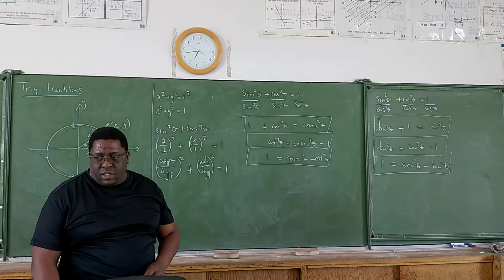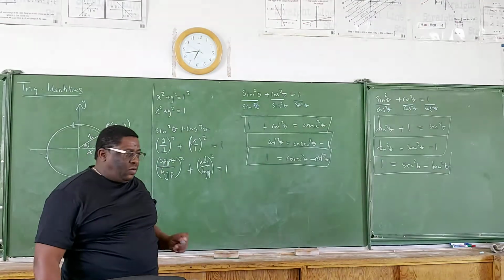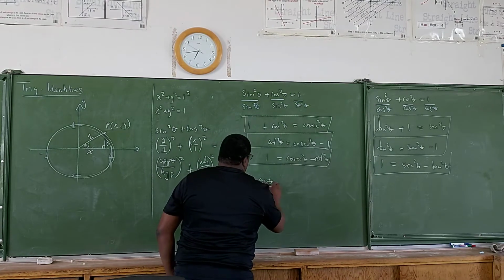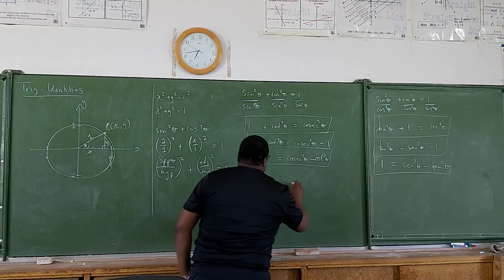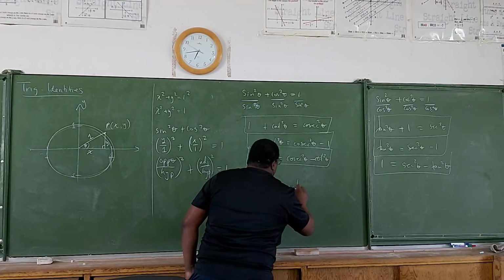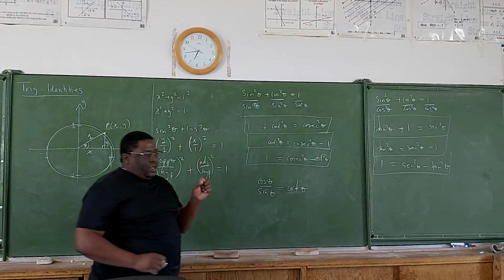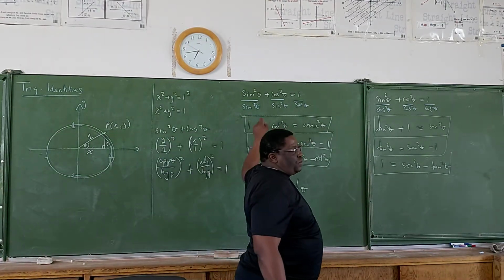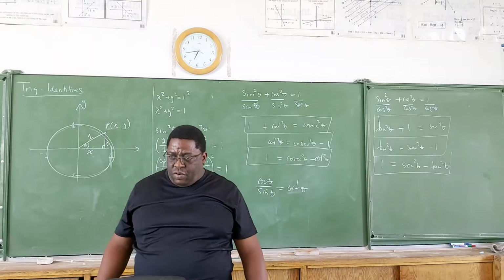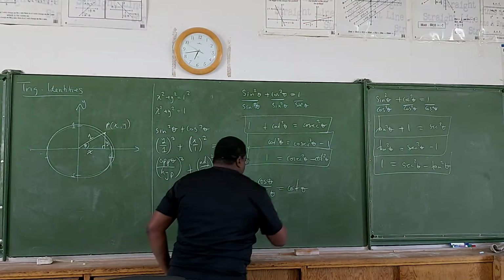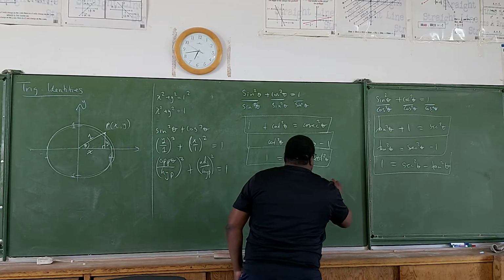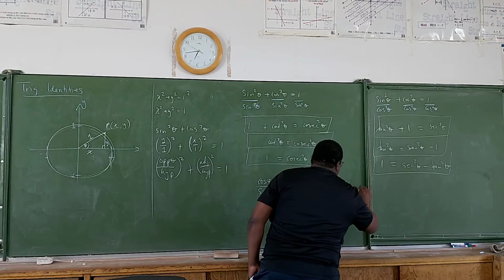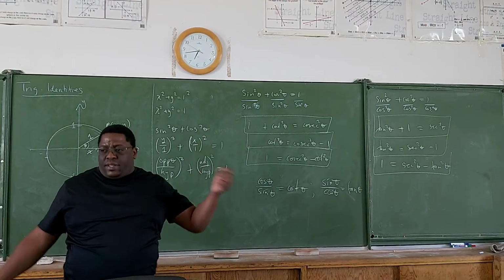Then you should also know that cos theta over sin theta is equal to cot theta. So if the identity doesn't have a square, don't then assume this is that identity. You follow what I'm saying? In the main one, sin theta over cos theta is equal to tan theta. These are your quotient identities.